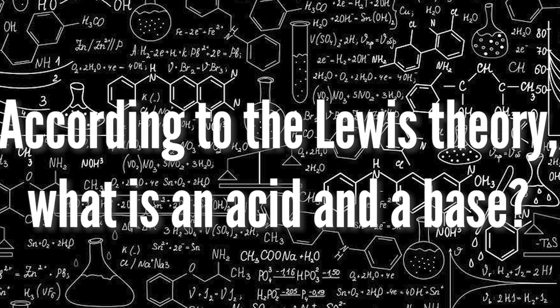50. According to the Lewis theory, define an acid and a base. So the Lewis theory is different to the Bronsted-Lowry theory of acids and bases. According to the Lewis theory, an acid is a substance that can accept a pair of electrons, and a base is a substance that can donate a pair of electrons.